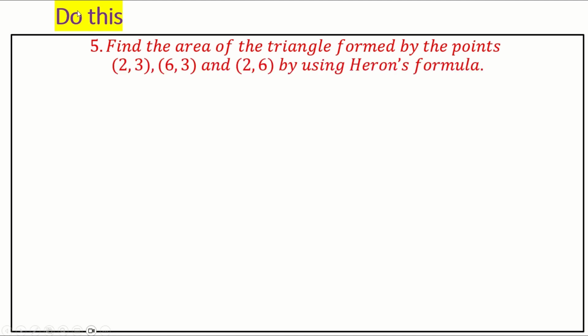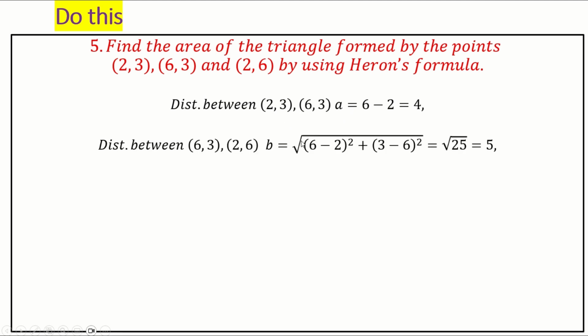Okay, fifth question. This is the exercise part, not the do-this section. Find the area of the triangle formed by the three given points. You have to use Heron's formula. First is the distance between these points. A is equal to 4, because I don't need the square root formula here since the y coordinates are the same. So the distance is only the difference in x coordinates, right?